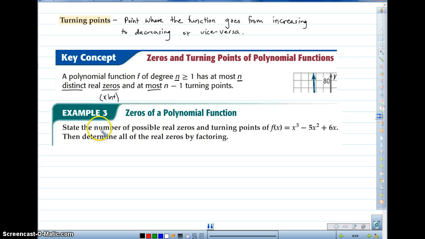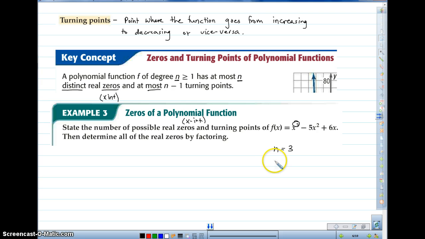Let me show you how that works in example 3. The first thing you're going to do is state the number of possible real zeros. Remember, that means x-intercepts. And turning points, that's like your extrema for this function. So the first thing we want to do is identify the n. The n is the largest degree, which would be 3 in this problem. So n is equal to 3.